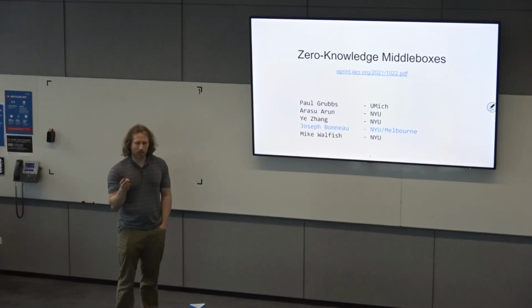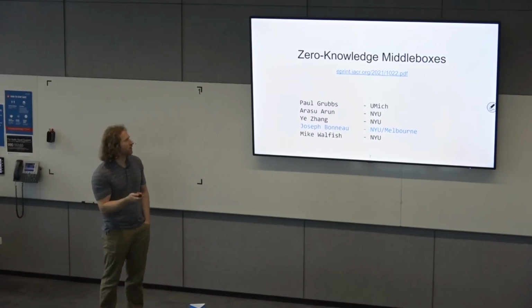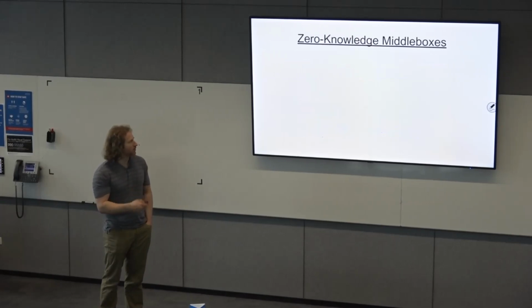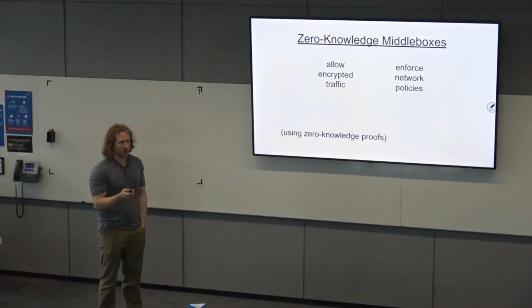Like I said, I'm just going to give a high-level overview of 3 projects that came out of this work. The first one, which I worked on with a bunch of colleagues when I was at NYU, ongoing work I guess, is called Zero Knowledge Middle Boxes. The goal of this project is that we want to allow users to communicate on some network using encryption, using something like TLS, and still be able to enforce some use policies for the network. And zero knowledge proofs will be the tool to get there.